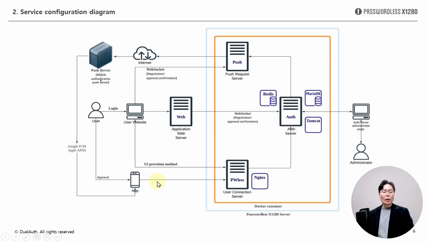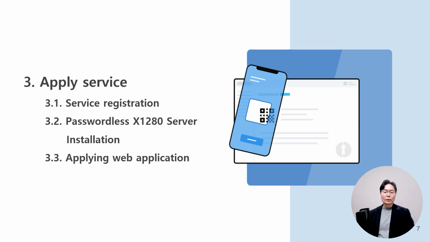User authentication information is transmitted to the authentication server through the user connection server. The authentication server then delivers the authentication result back to the web application server. The web application server processes the login completion and can perform the necessary tasks following the login. I will now show you the detailed service application process.